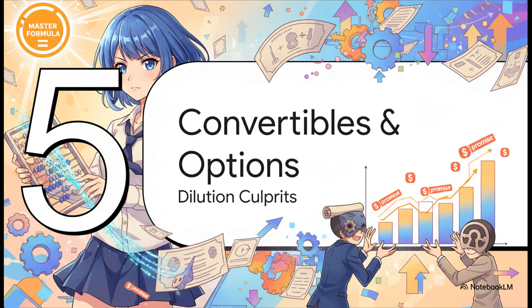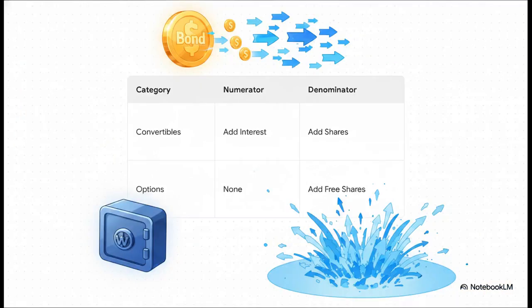Finally, Section 5, Convertibles, Options, and Warrants. Let's see how these specific culprits actually plug into our master formula. We really need to know exactly how to adjust our numerator and denominator for these hidden promises. We basically have two main categories of diluters: convertibles, like convertible bonds, and options or warrants. Now, notice the big contrast here. Convertibles affect both the top and bottom of our formula, adjusting the profit and the share count. Meanwhile, options and warrants only bloat the bottom denominator without adding a single cent to your profit numerator.